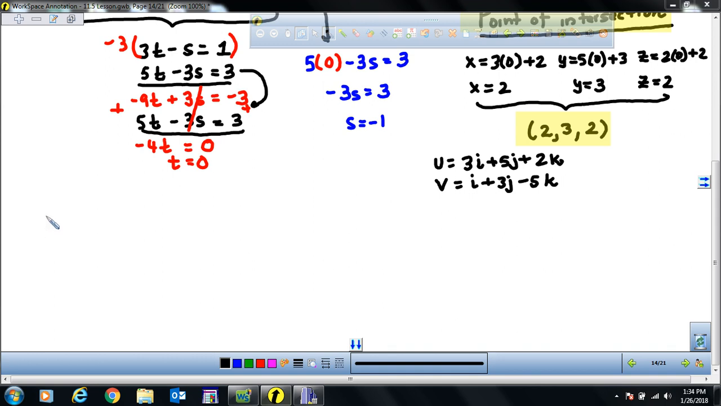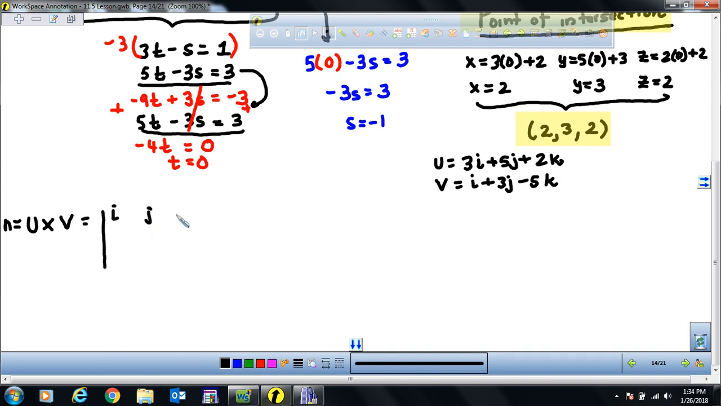The answer is in front of us, which is the cross product. So all we have to do is get the cross product of U and V, and that will give us a normal vector, a vector that is perpendicular to that plane, and thus it would have the same components ABC as that plane. So let's get the cross product.